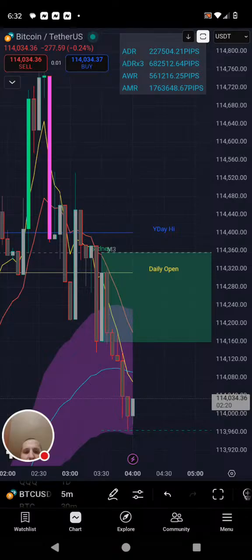BTC back above that 114. You don't want that, right? All right, so BTC on that candlestick, we want to see what movement happens.